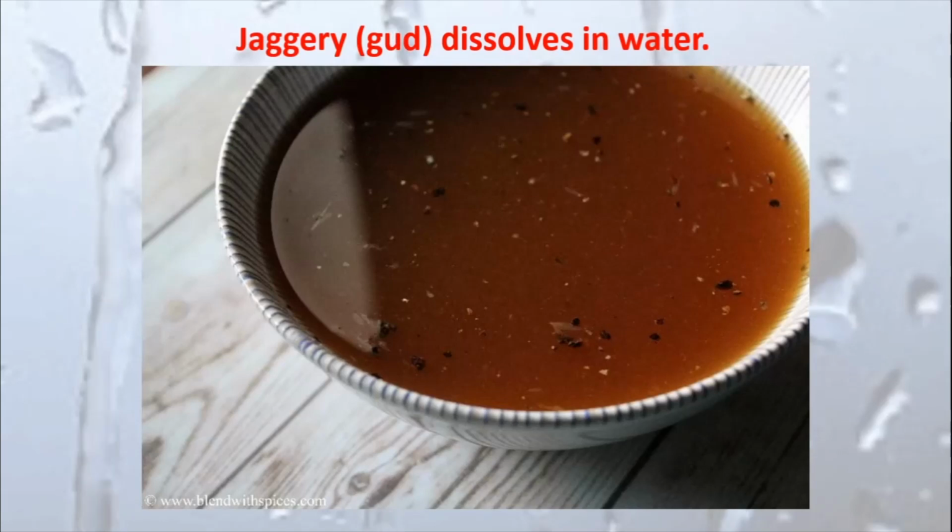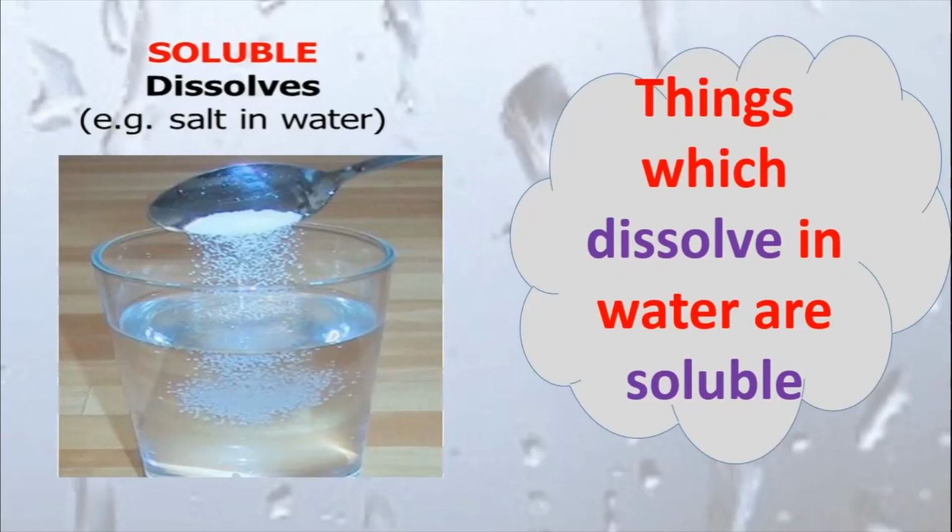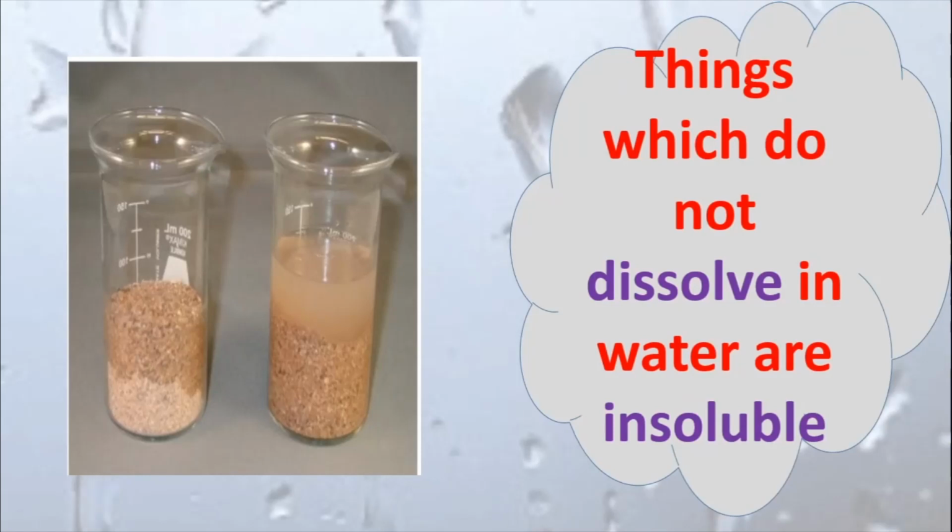You must have seen your mummy making gud water, isn't it? Jaggery water. She puts gud or jaggery in water and she heats it. So the gud mixes up, it dissolves in the water. So things which dissolve in water are called soluble. Okay? They dissolve, they mix up with the water completely. Example, salt. And things which do not dissolve in water are called insoluble.